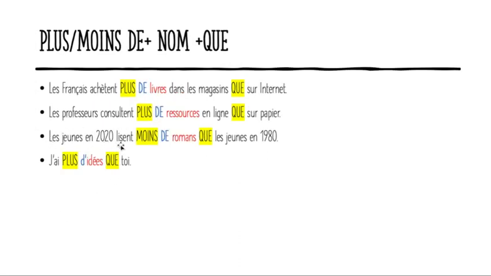Les jeunes en 2020 lisent moins de romans que les jeunes en 1980. If I just said les jeunes en 2020 lisent moins que les jeunes en 1980, that's perfectly fine, right? But here I want to make sure that I'm saying that they read fewer novels. So that's why I'm adding the de followed by your noun. J'ai plus d'idées que toi. Notice here, idée is a noun, and because it starts with a vowel, you need to drop the E and add the apostrophe. And this translates to: I have more ideas than you.